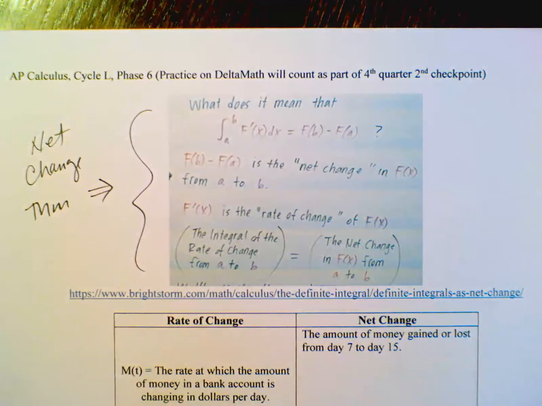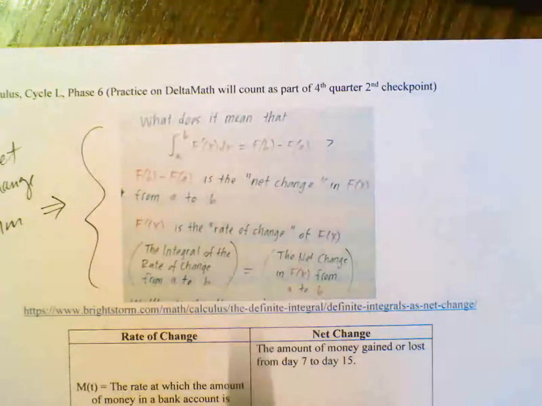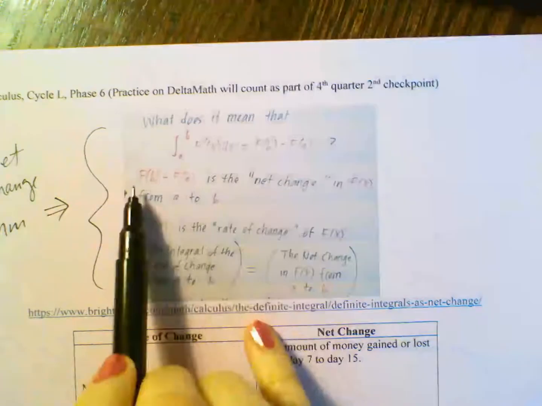So net change means, let's say today I have $20 and then tomorrow I have $30, my net change in dollars is 10. So it's just like my net change in dollars from today to tomorrow is 10.